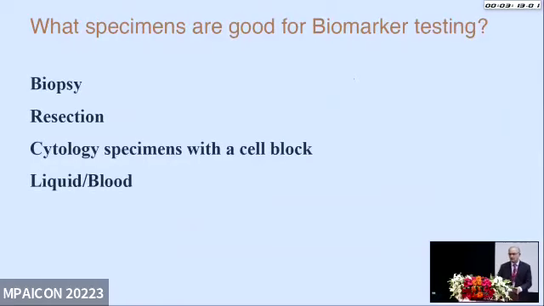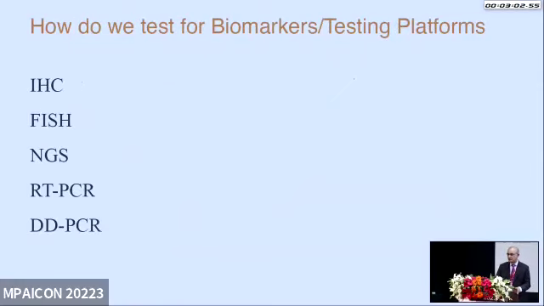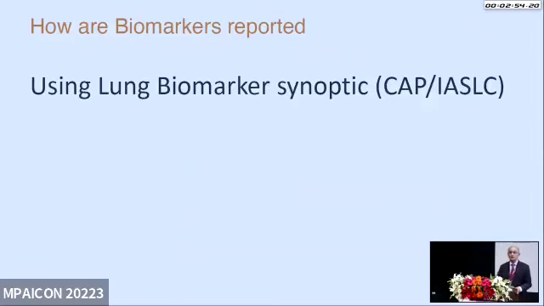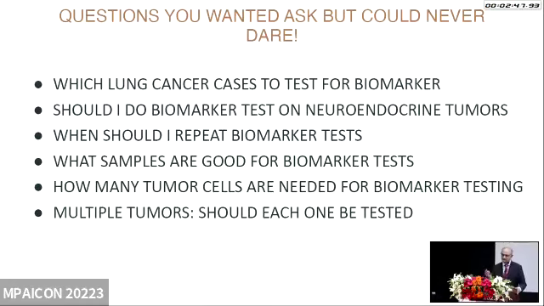What specimens are good? Biopsy, resection, cytology specimens, liquid blood. Our experience with cytology specimens is extremely good. How do we test for biomarkers? The platforms that we use are immunohistochemistry, FISH, NGS, RT-PCR, and digital droplet PCR. How do we report it? We follow the standardized CAP reporting format for reporting all these biomarkers, which is available free at the CAP website.